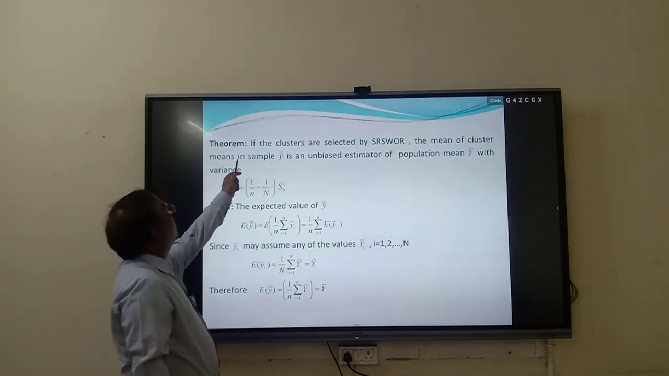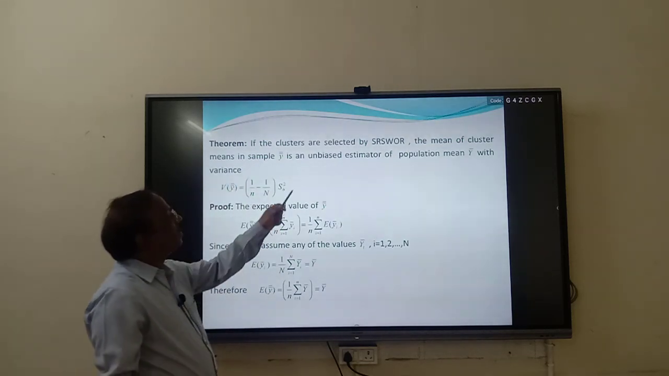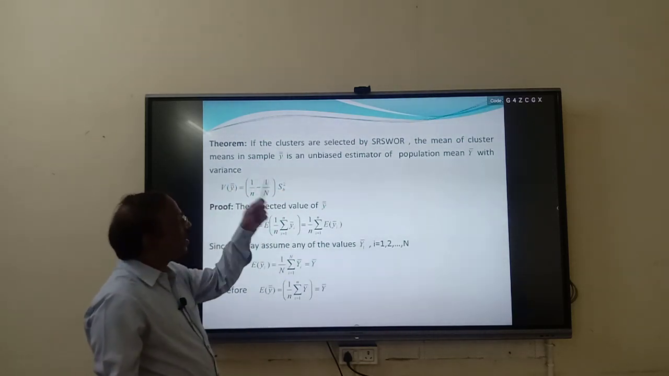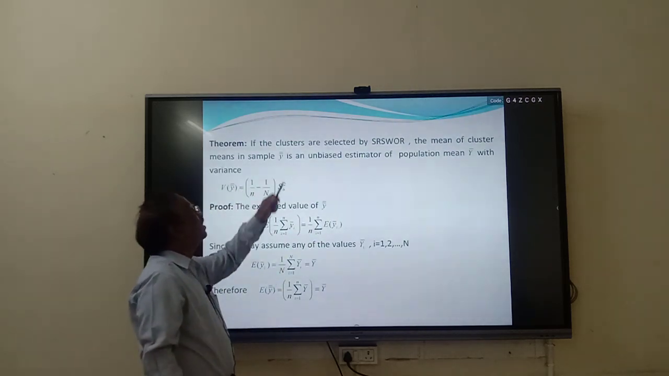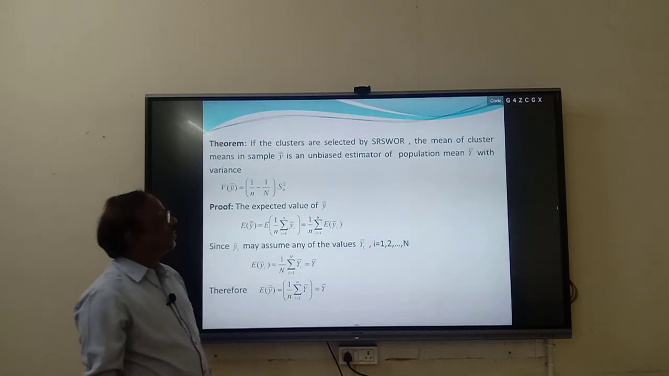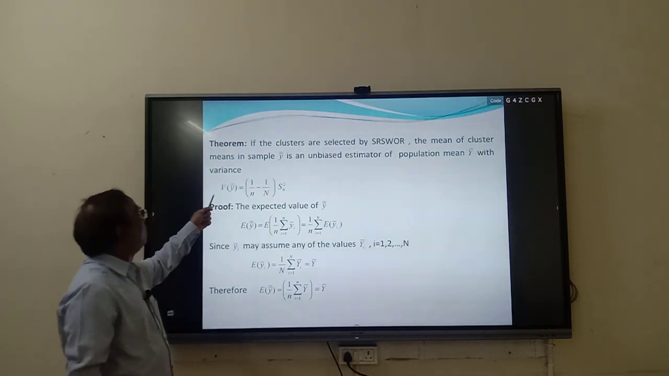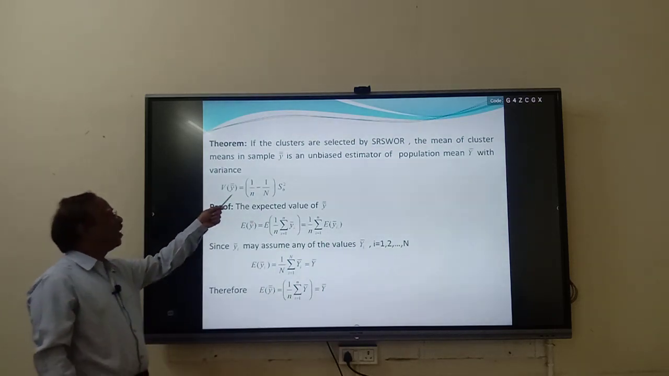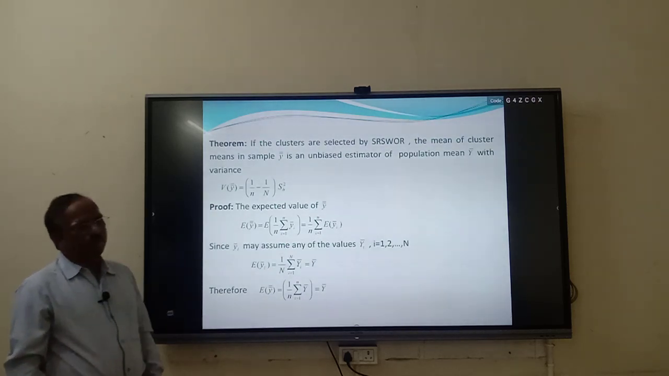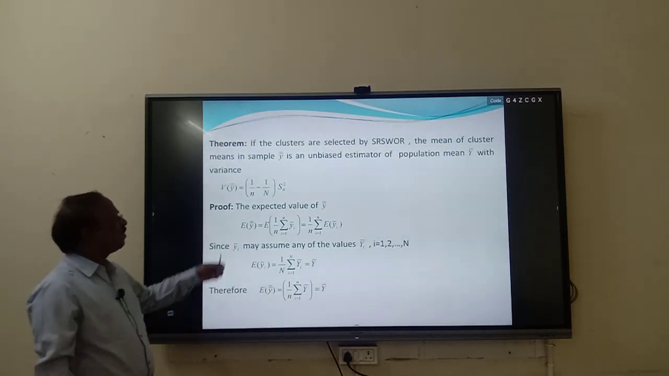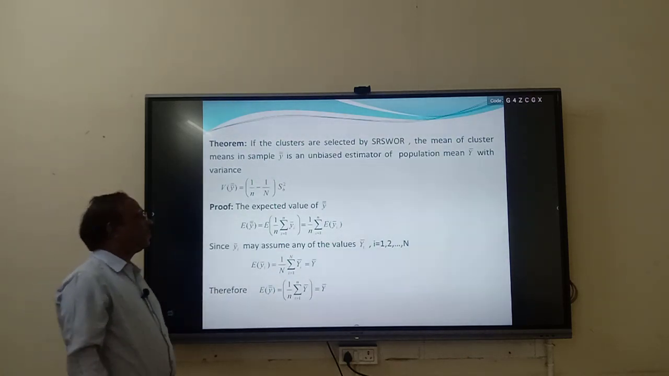So the theorem is that if the clusters are selected by SRSWOR, that is simple random sampling without replacement, the mean of cluster means in sample y double bar is an unbiased estimator of population mean Y bar with variance V of y double bar equal to 1 by small n minus 1 by capital N, SB square. The proof of this theorem is very easy if you remember the results of simple random sampling.